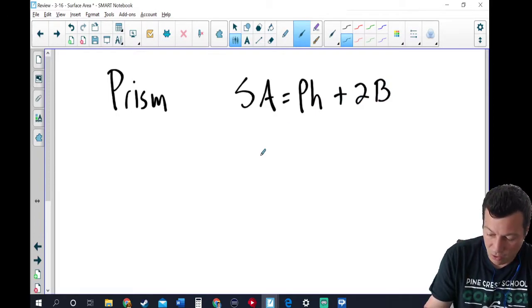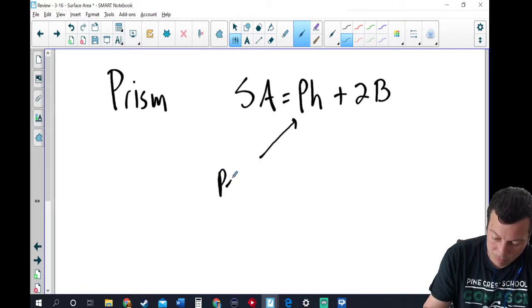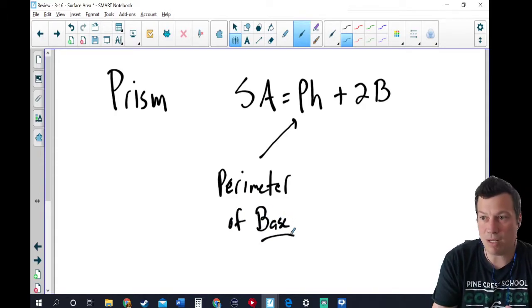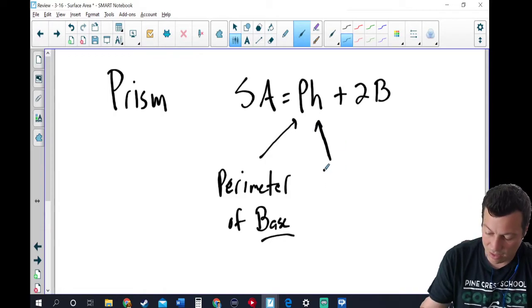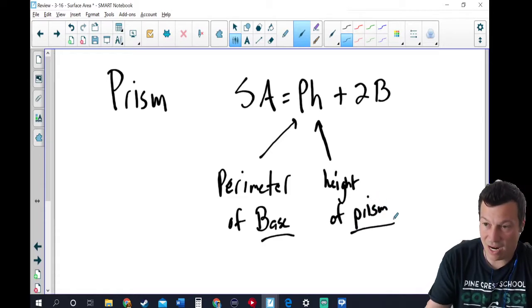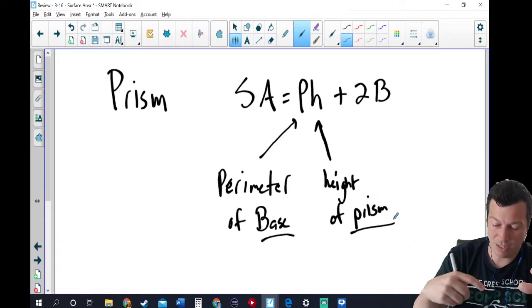And again, we should know that this is the perimeter. The P stands for perimeter of the base. Again, the base is a shape, it changes. We should know that the height is the height of the actual prism. And again, the height of the prism is the distance from each base.